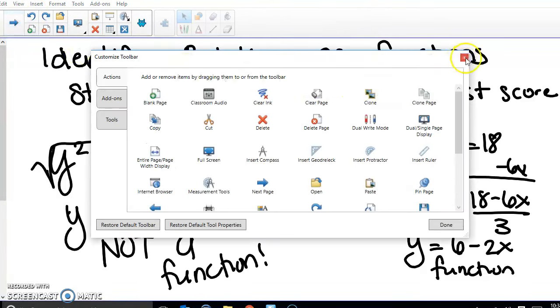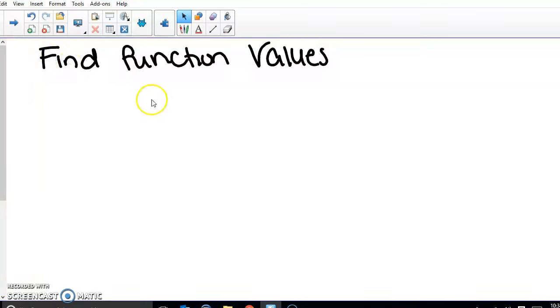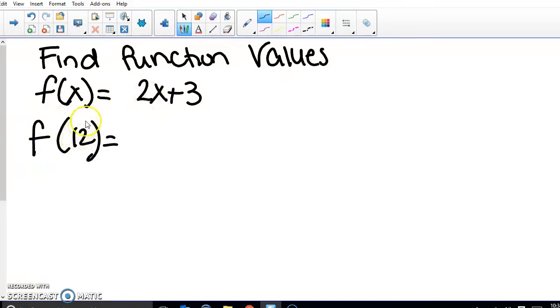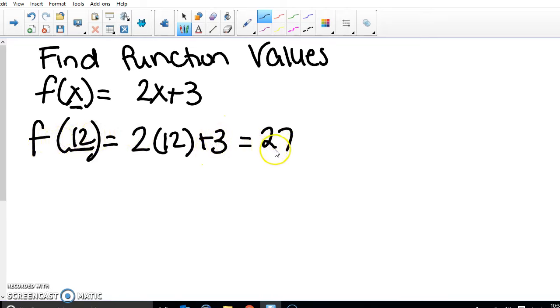All right, now we're going to look at function values, so evaluating a function. If we start with the function f of x equals 2x plus 3, and I have f of 12, since this value is being substituted in place of x, this is saying that x equals 12. So 2 times 12 plus 3, 24 plus 3 is 27. So f of 12 equals 27.